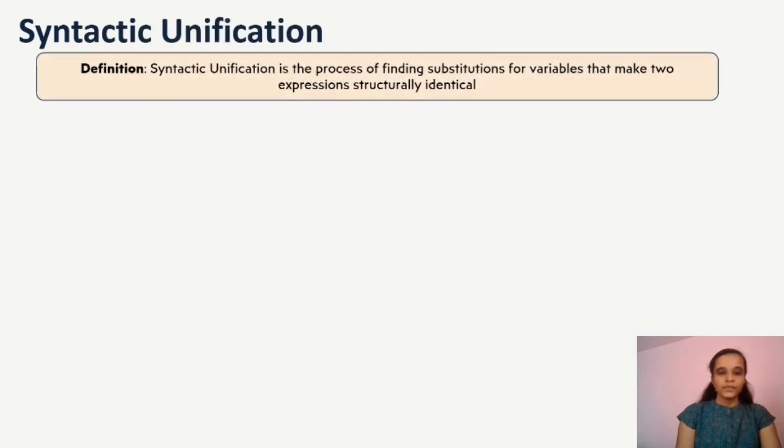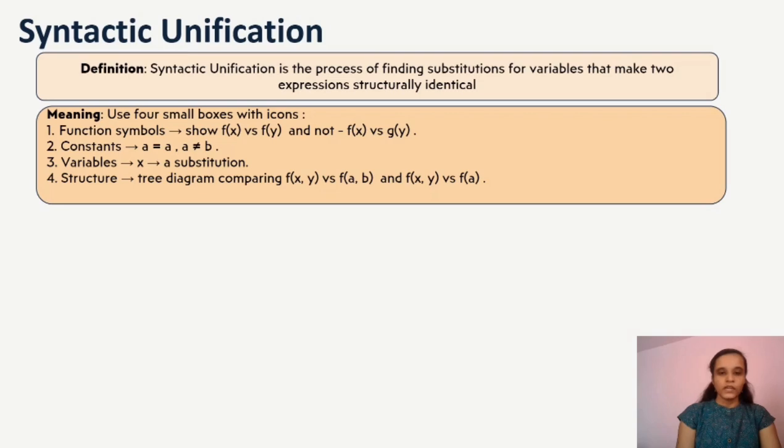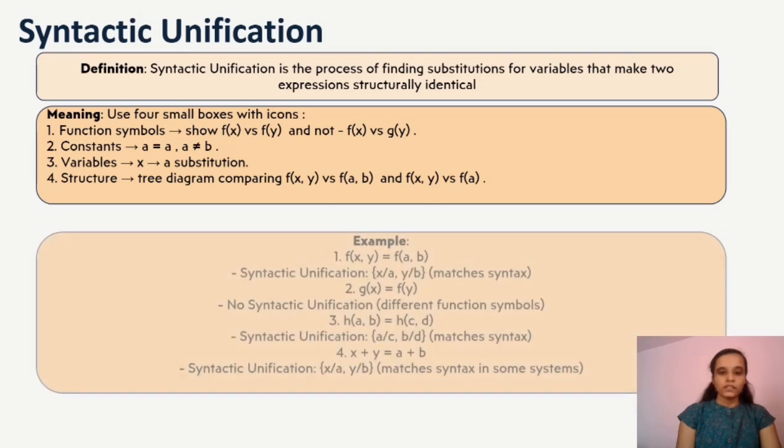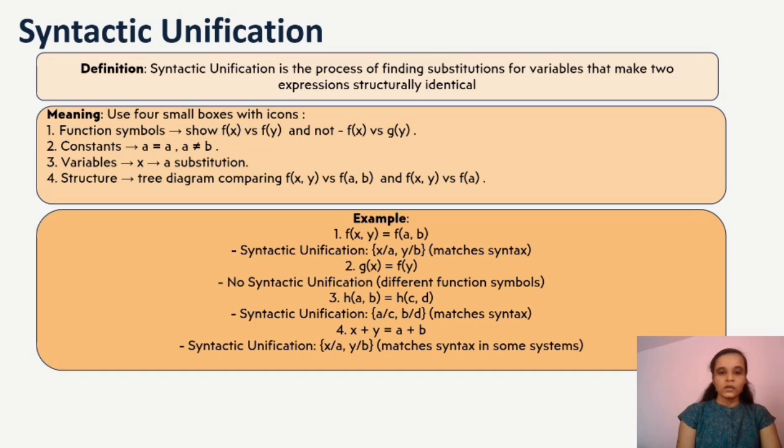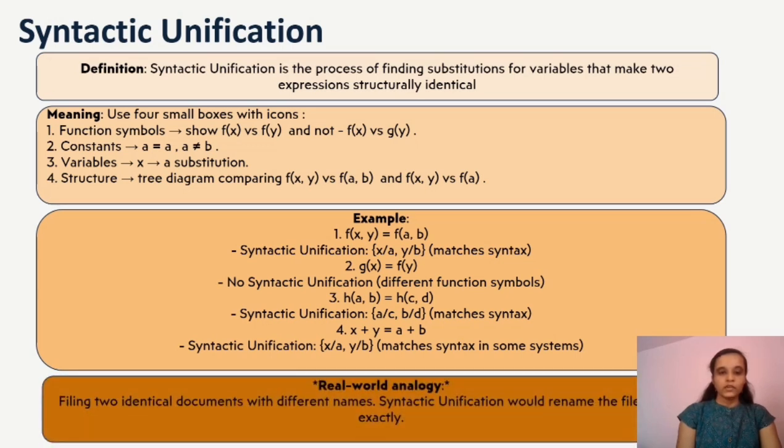First is syntactic unification. This is the simple type. It focuses only on structure, not meaning. In syntactic unification, we only check whether two expressions look the same after substitution. For example, f of x, y equals f of a, b unifies with x as a and y as b. g of x equals f of y cannot unify because the function symbols g and f are different. It's like comparing two sentences letter by letter without caring about what they mean.